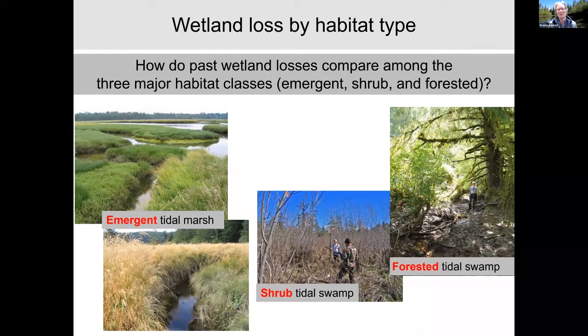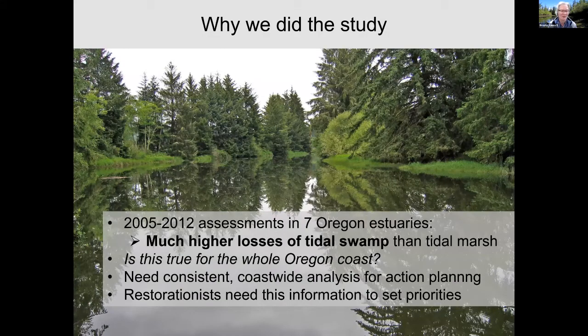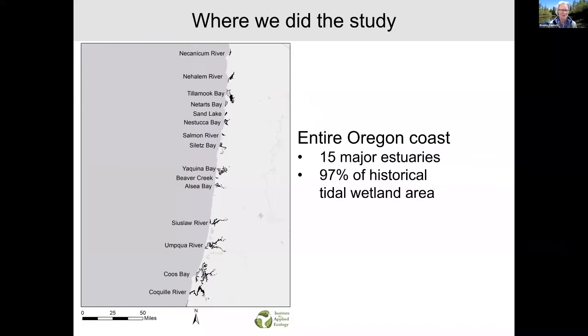We did this study because our earlier estuary assessments had suggested that we'd lost a lot of swamp, and people need to know whether that means swamp should be a priority for their estuary, and we needed to get those data for the whole coast. So this was a pretty exciting project. We studied this in 15 estuaries that represent 97% of the historical tidal wetland area for the Oregon coast. So we knew we were getting the data we needed.